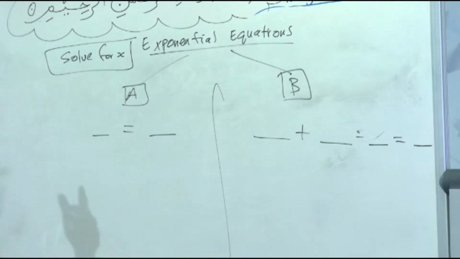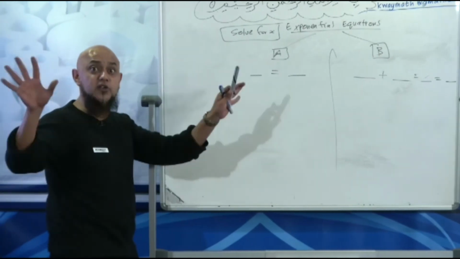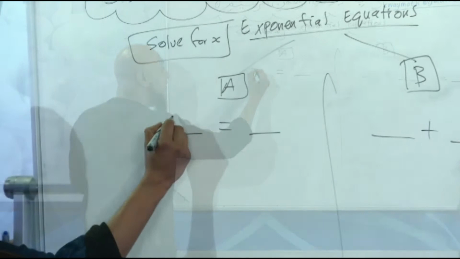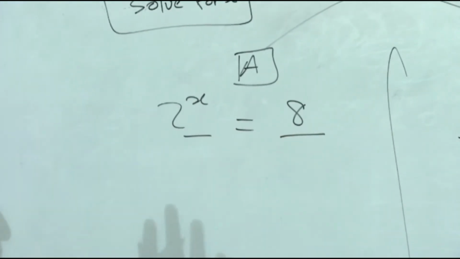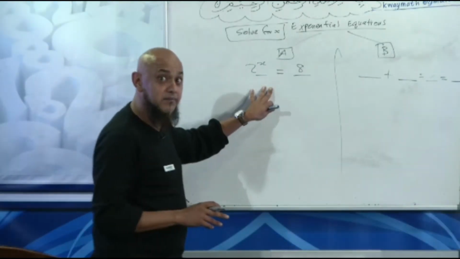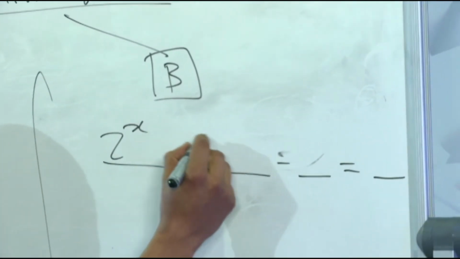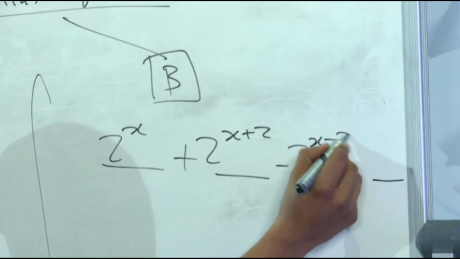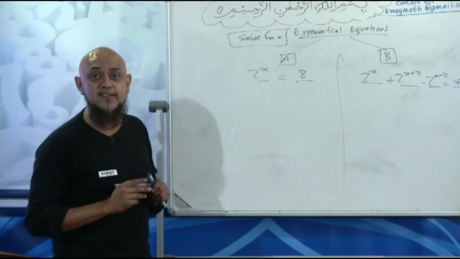Let's see what the rules are. They follow two separate rules. They follow two absolutely different sets of rules. Let's see what system A looks like. System A looks like this: 2 to the power x is equal to 8. One term equal to one term. Very easy. Straightforward. Grade 11s and 12s, you know you're not going to see that in the exam. What will system B look like? 2 to the power x plus 2 to the power x plus 2 minus 2 to the power x minus 2 is equal to 42. There we go. We've got two totally separate systems.